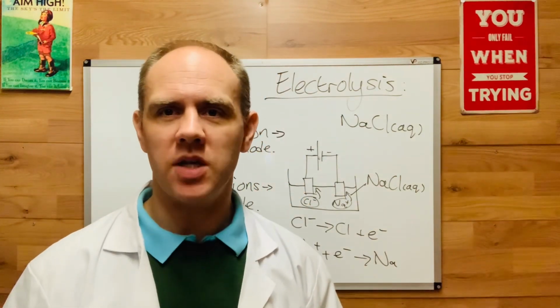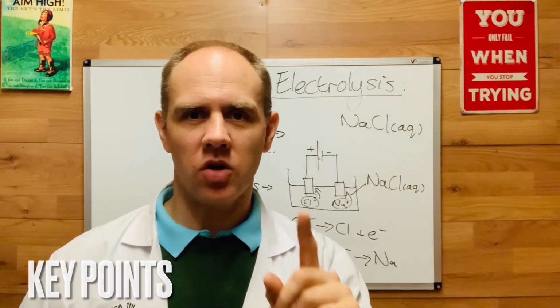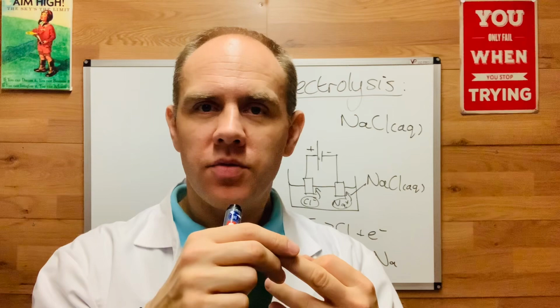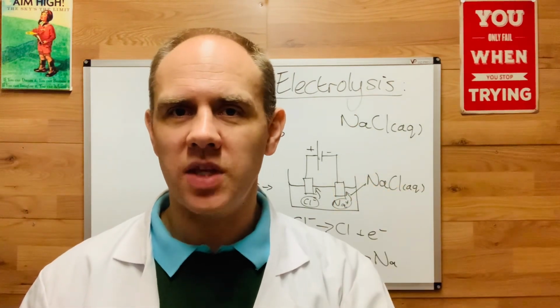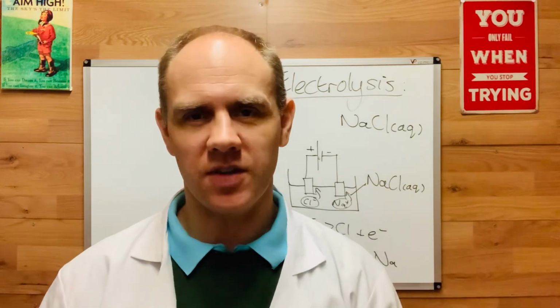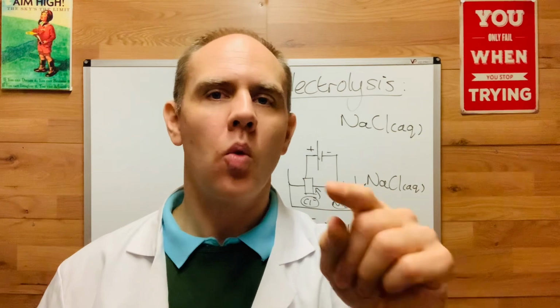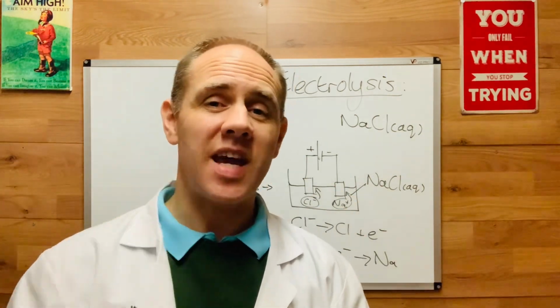Remember those key points. Firstly, the ionic compounds can only conduct electricity when they are dissolved or molten, so heated up. The charges, the positive cations, will go to the cathode, which is negatively charged. The anions, which are negatively charged, will go to the anode, which is positively charged. Remember, opposites attract. That's it.